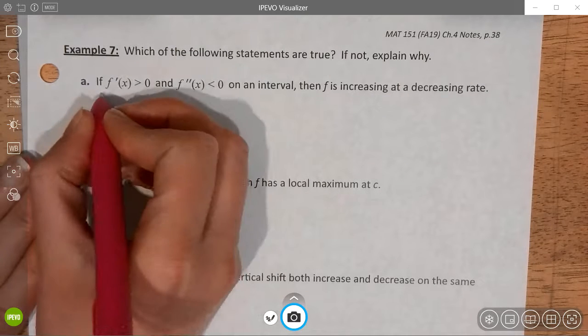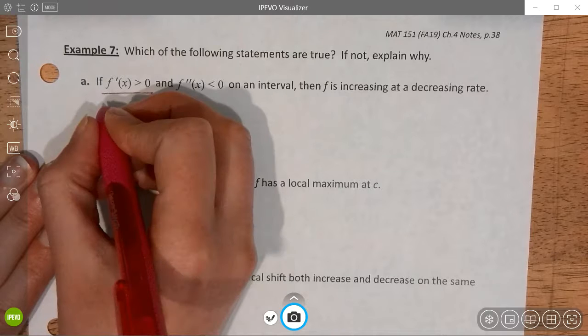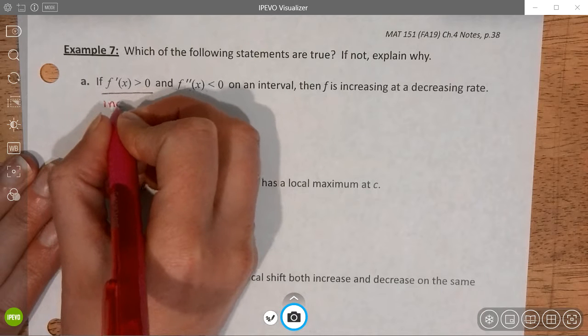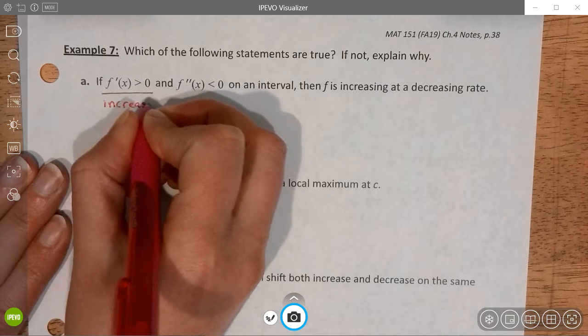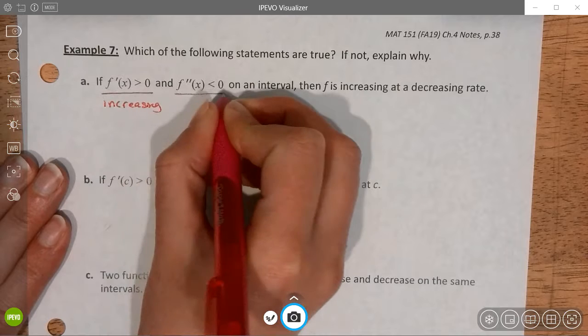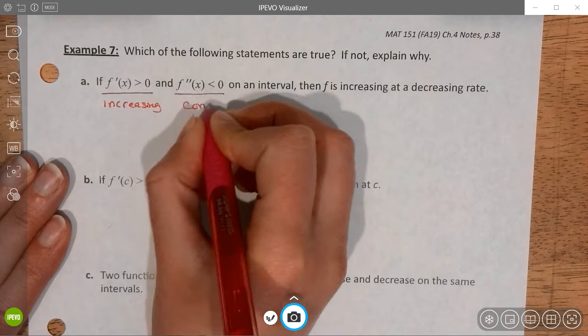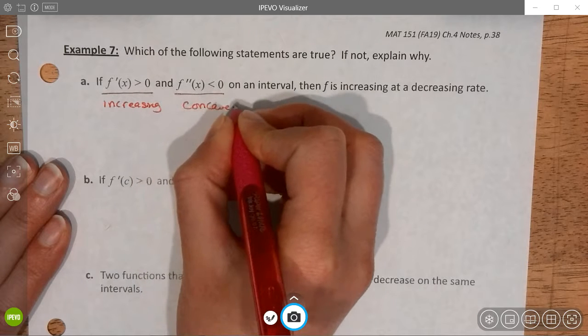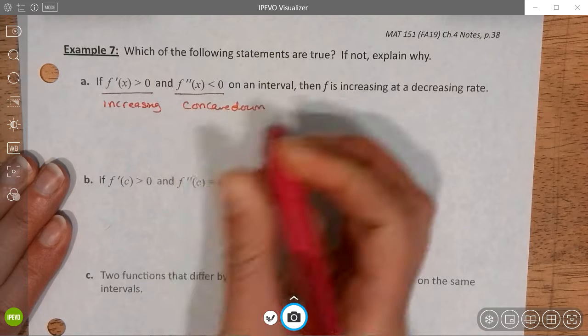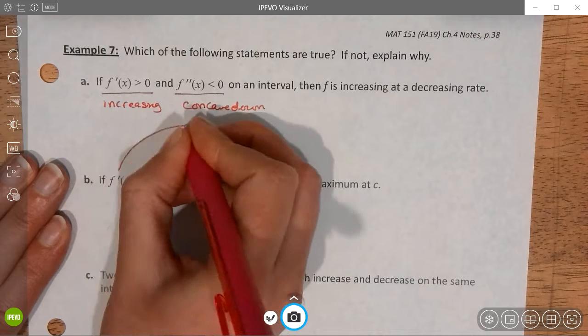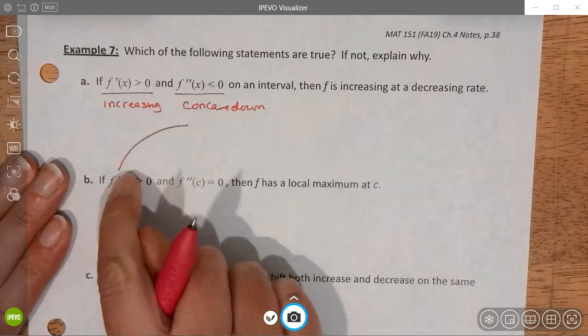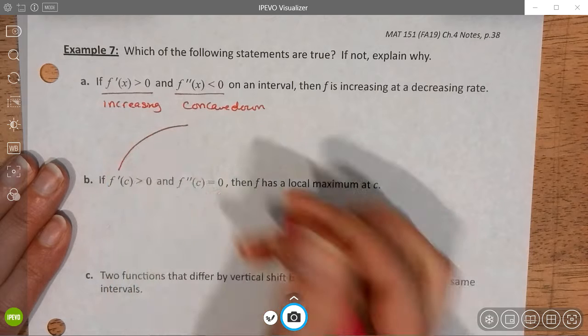If the first derivative is greater than 0, this means increasing. If the second derivative is less than 0, this means concave down. So if we are increasing but concave down, this does mean that we are increasing at a decreasing rate. So this is true.